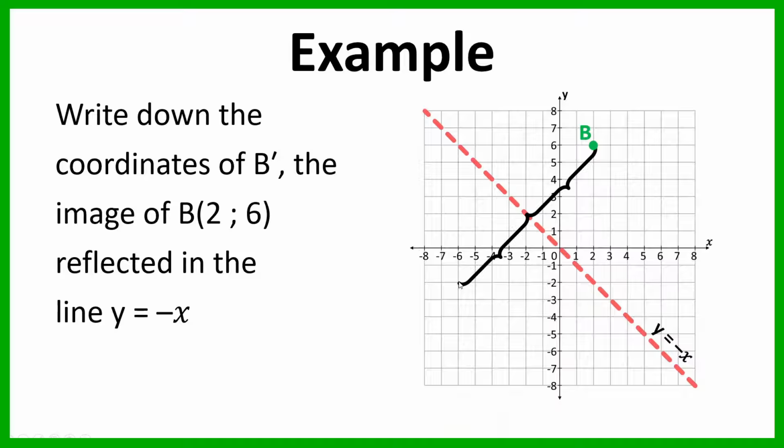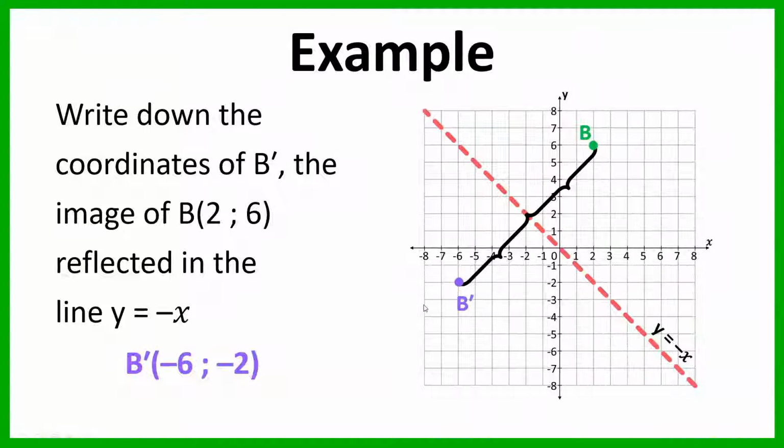So if I go and put in my point, that is the point B prime, which is the image of B when it's been reflected in the line y equals negative x. And the coordinates of this point are negative 6, negative 2. Okay, so if I've got the point B, which is 2, 6, when I reflect it in the line y equals negative x, I'm going to end up with the point B prime, which is negative 6, negative 2.